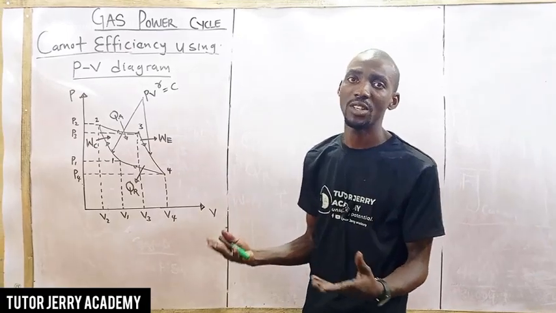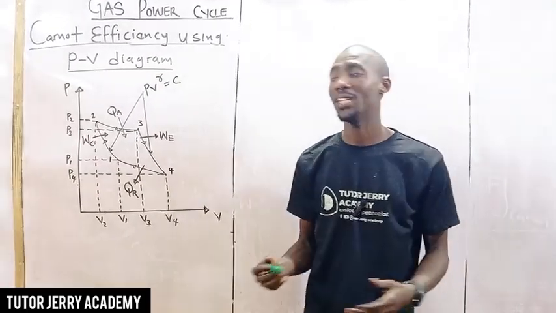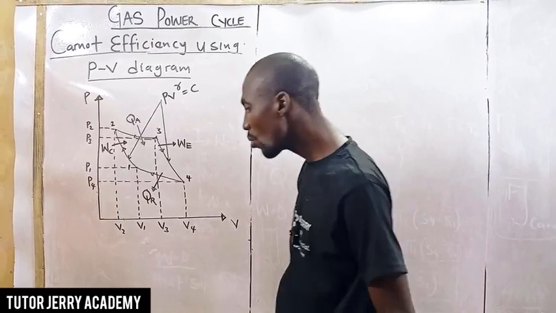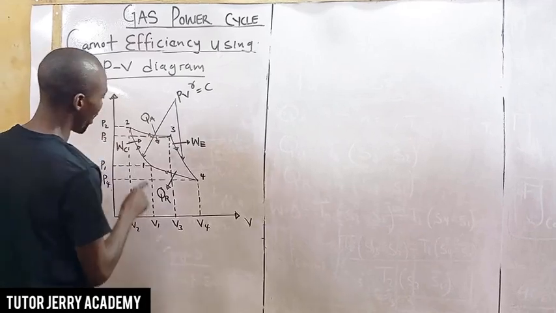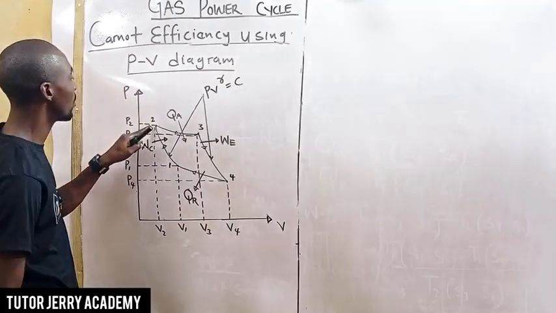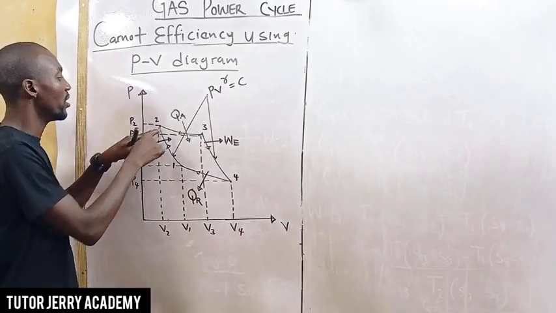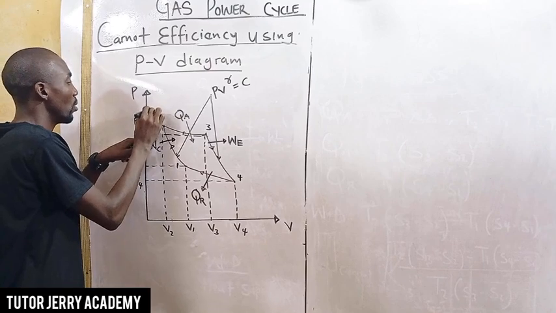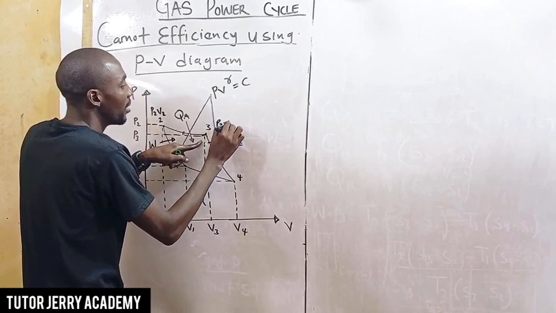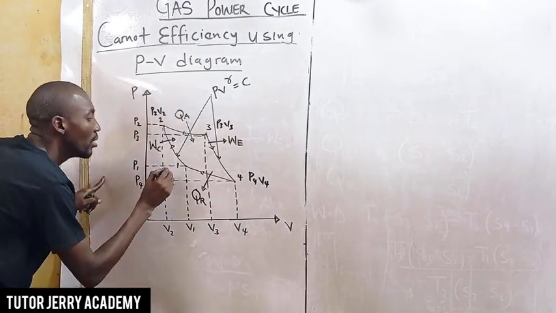In an examination, you can use either the TS or the PV diagram, so it's good to learn both. To start, we know that we have four states: state one, state two, state three, and state four. On the PV diagram, state two has P2, state three has P3, state four has P4, and similarly this one is going to be P1.